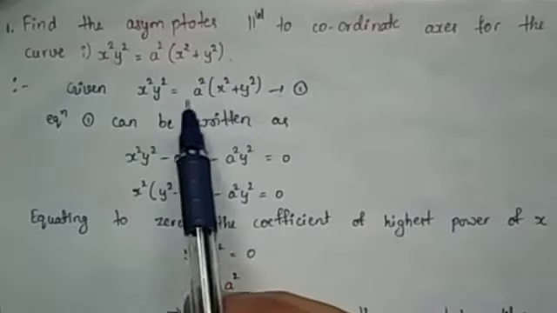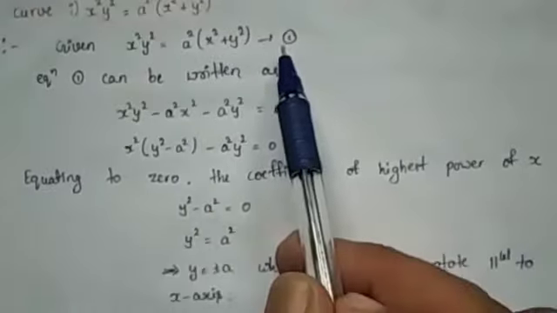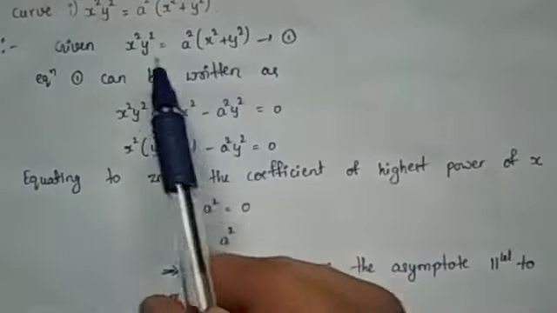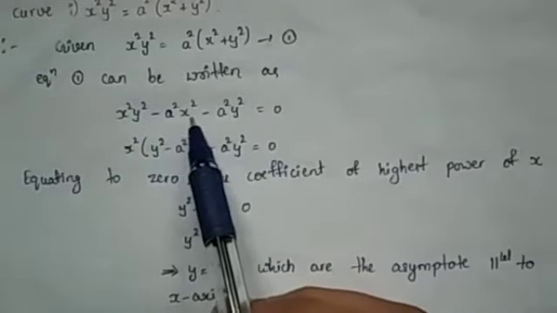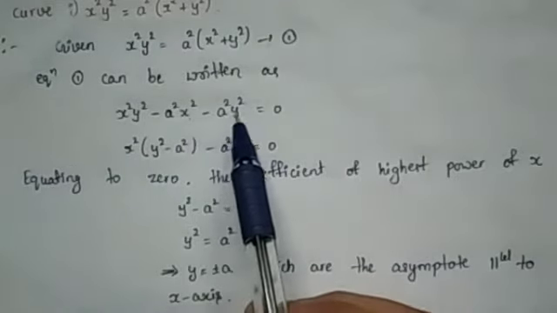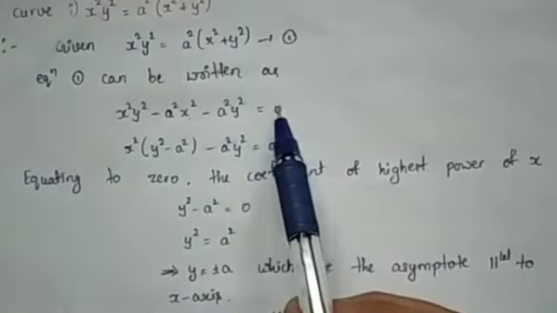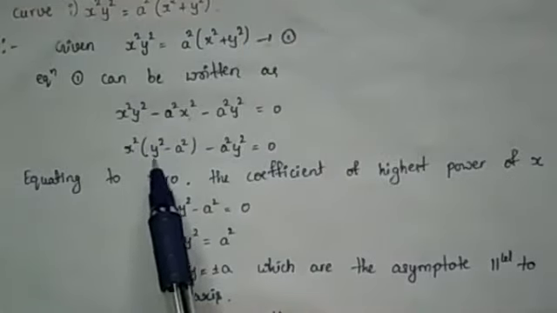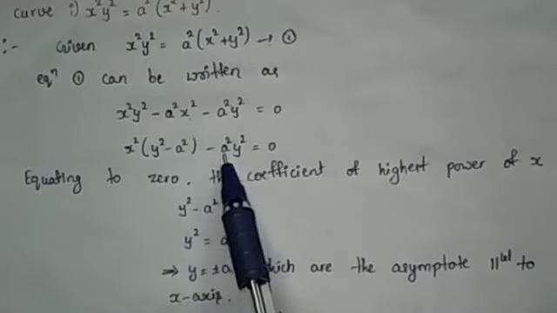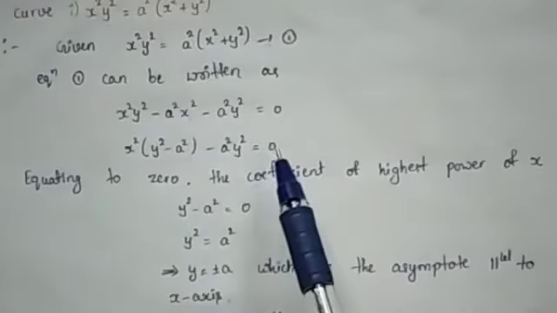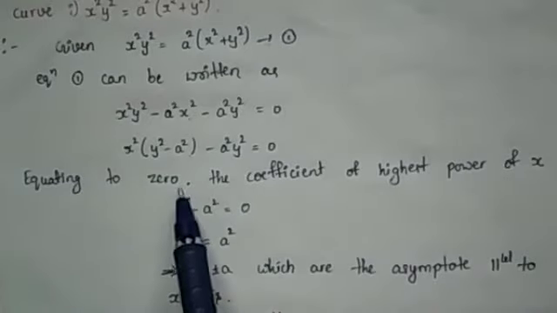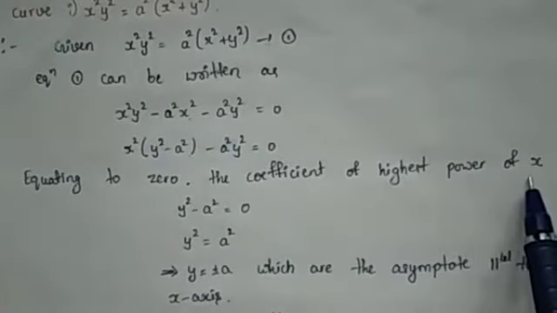First we write down the given equation of the curve. Look here, this equation can be written as x square y square minus a square x square minus a square y square is equal to 0. Then take the common of x square, you get x square into y square minus a square is equal to 0. Then equating to 0 the coefficient of highest power of x.